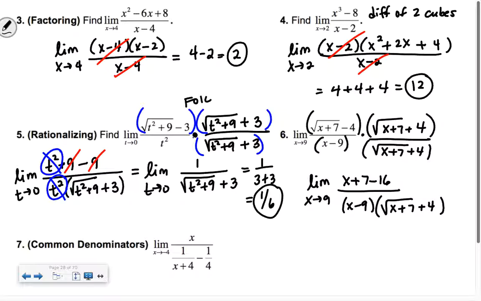Do you see what happens? On the top, what do we have? X minus 9, they go away. So we now have a 1 on top. And then we have the square root of 9 plus 7, which is the square root of 16. So 4 plus 4, so we get 1/8.